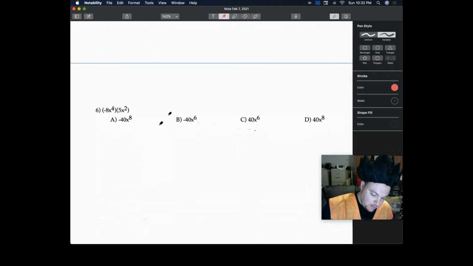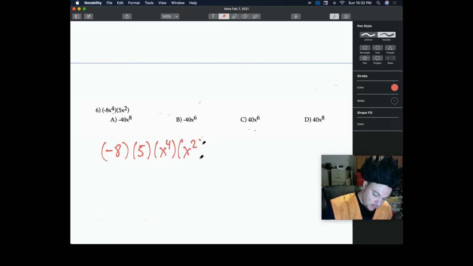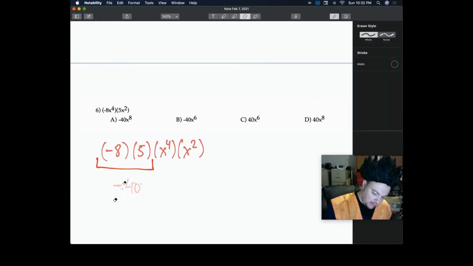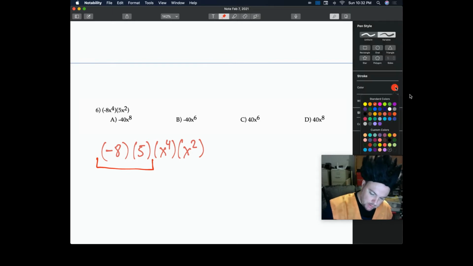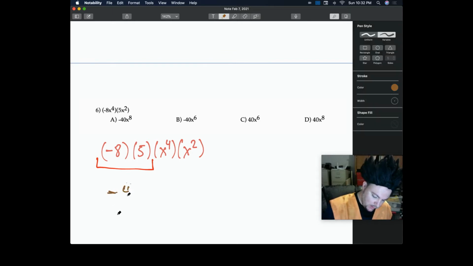So what do I do here? So here, same deal. We're going to organize them. So it's negative 8 times 5 times x to the 4th times x squared. These we multiply together to give me negative 40. The color's too much alike, so what are we going to do instead? We'll do it in a darker color, brown, okay? And then what do we do when we multiply numbers with the same base? We add the exponents. So 4 plus 2, and this is going to become negative 40 x to the 6.